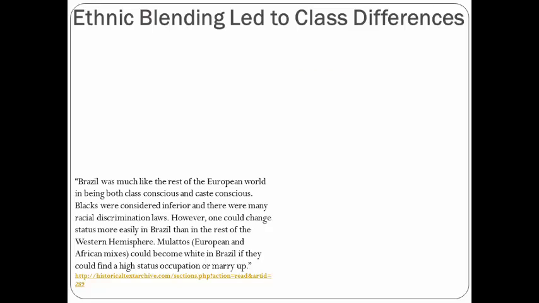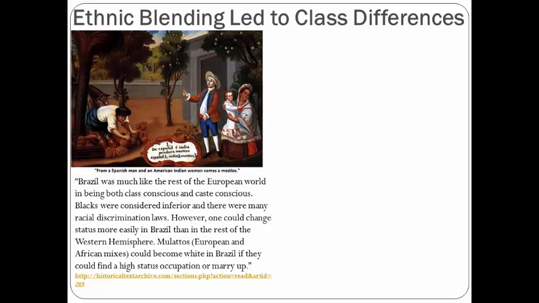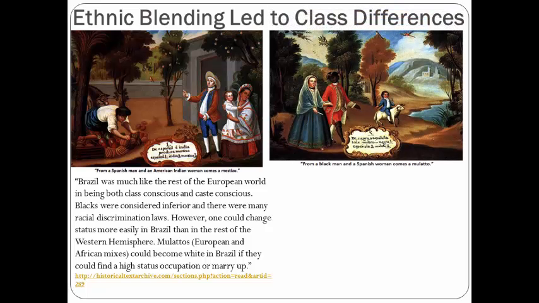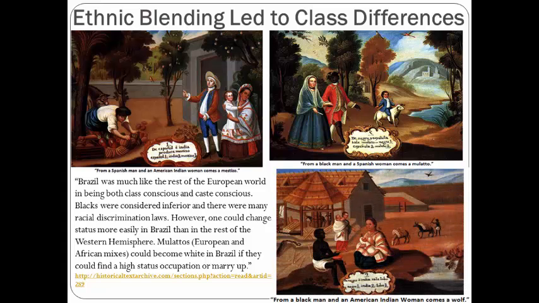Class differences grew up alongside of ethnic blending in the societies of Latin America. As has often been the case in human history, those who were European or had only European ancestors occupied the highest statuses. However, as can be seen from this series of paintings, having a Spanish father or mother gave you the likelihood of higher social status and economic wealth than having no direct European ancestors.